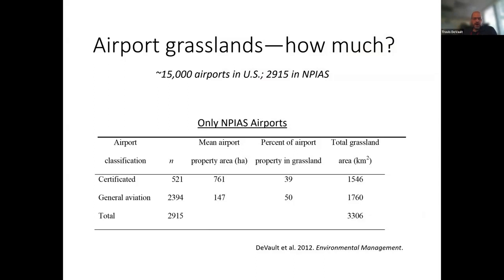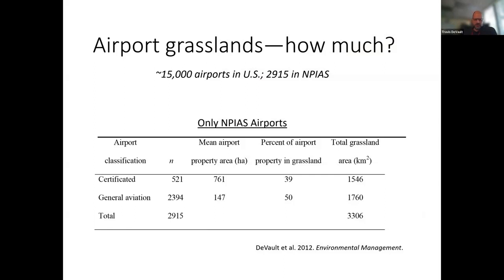And so my colleagues and I were wondering about 10 years ago just how much grassland there was at airports in the United States. So we did a GIS study and we looked at the NPIAS airports. Those are the larger airports that are in the National Plan of Integrated Airport Systems.